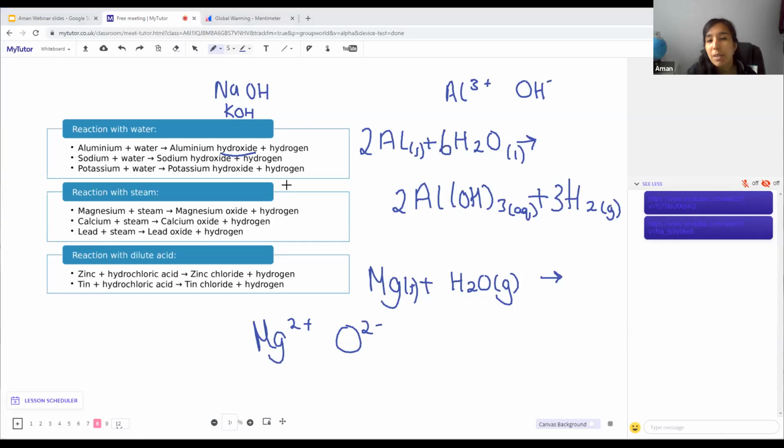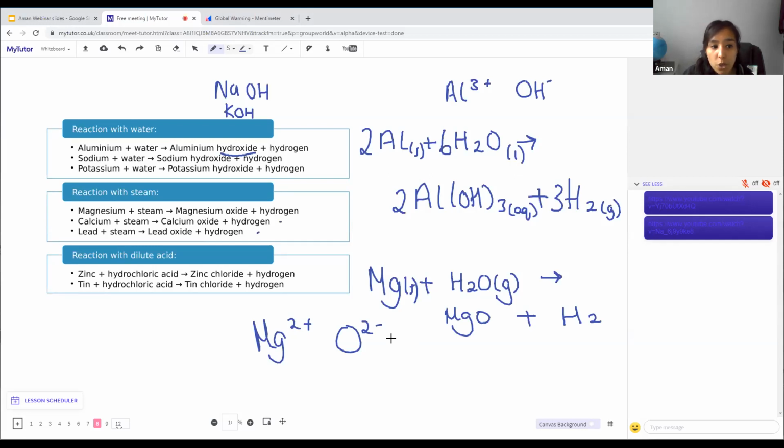MgO. Yeah, so steam is actually water vapor. It's very hot water. Good, so it's MgO. So we get MgO produced, magnesium oxide, plus hydrogen. And if you have a look, that's already balanced. There's 2 hydrogens, 1 oxygen, 1 magnesium, 1 magnesium. And it's exactly the same with the others.